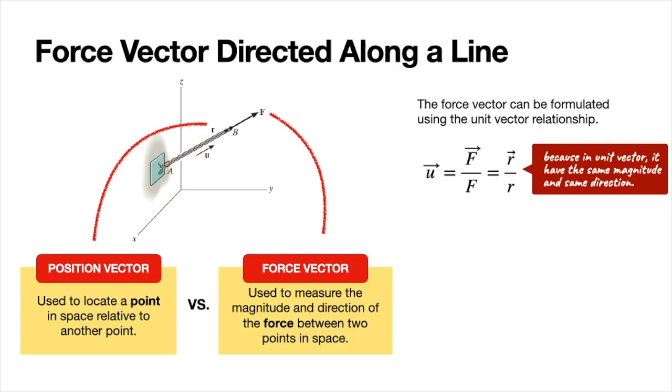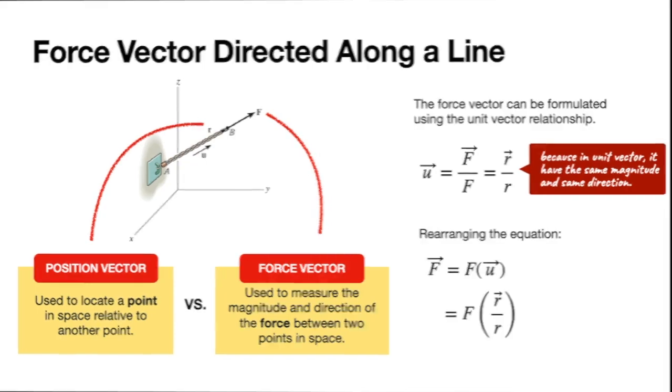So if we rearrange this equation, then we can express the force vector to be equivalent to the magnitude of force multiplied by the unit vector. So say we do not know what the unit vector is, but we know the position vector, so we can multiply the magnitude of the force with the unit vector using the position vector's expression.